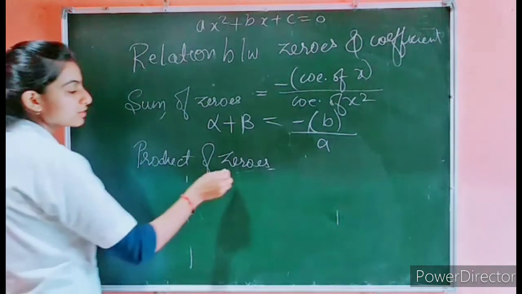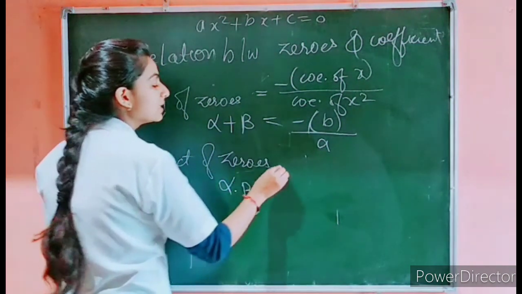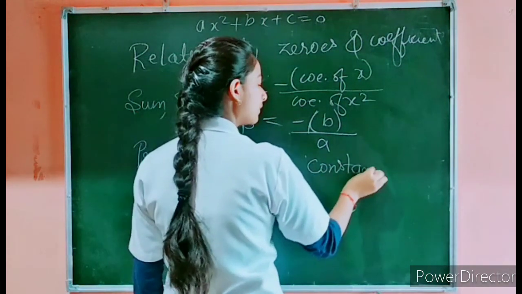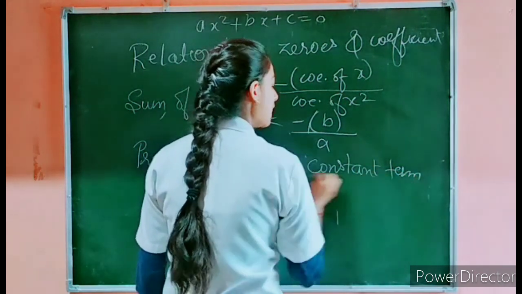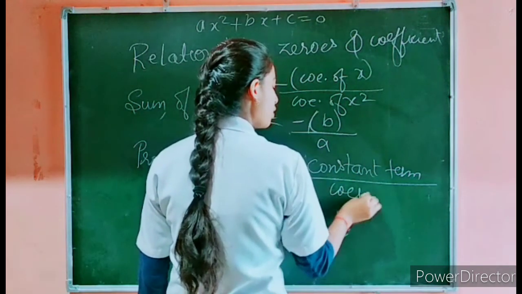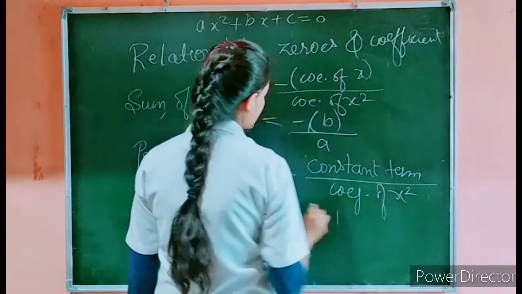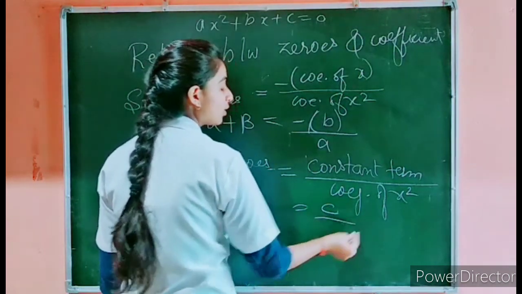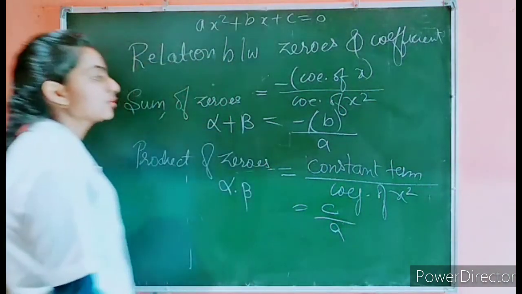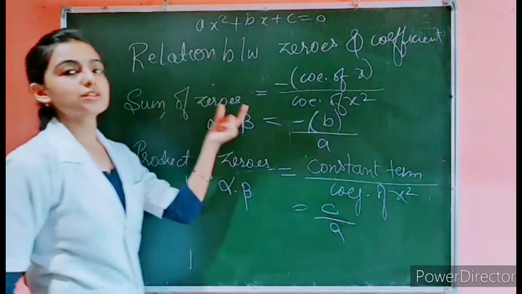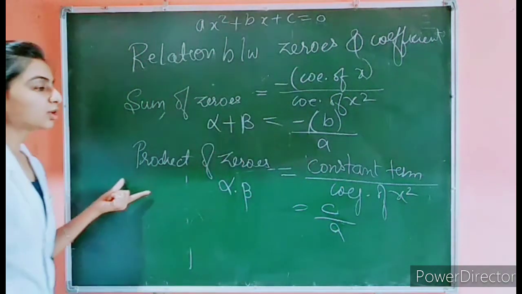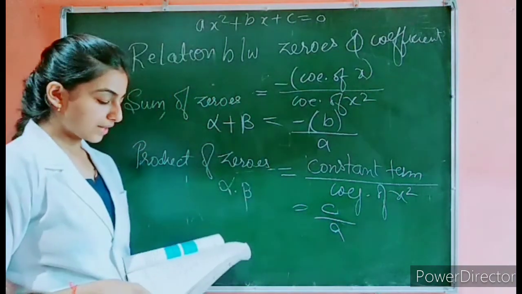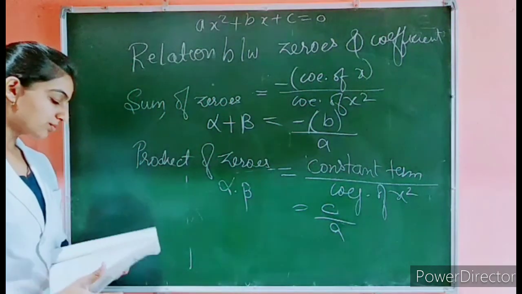Now the product of zeros, alpha into beta, is equal to the constant term upon the coefficient of x square. The constant term will be c and the coefficient of x square will be a. So the sum of zeros is equal to minus b upon a, and the product of zeros will be equal to c upon a. Like this we can find the sum and product of zeros.